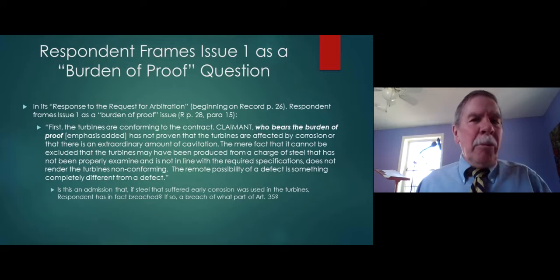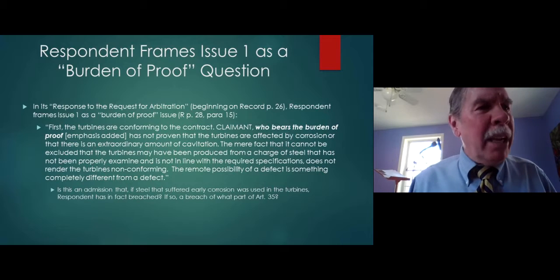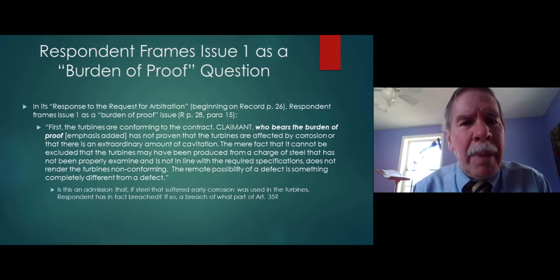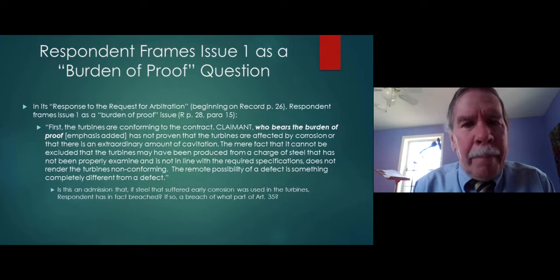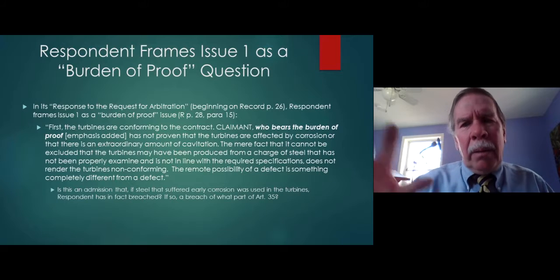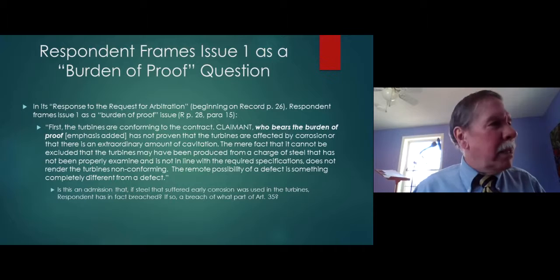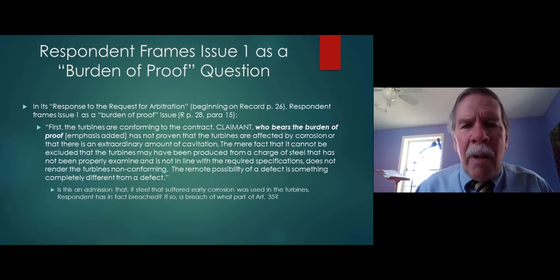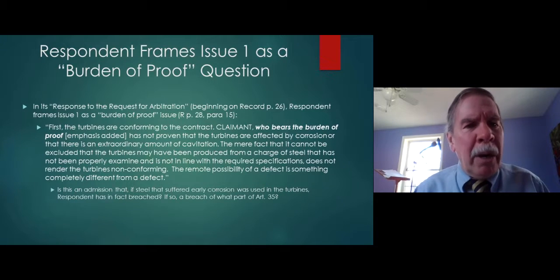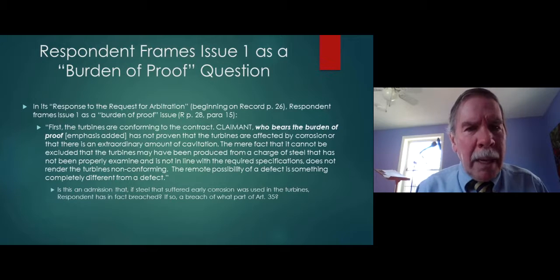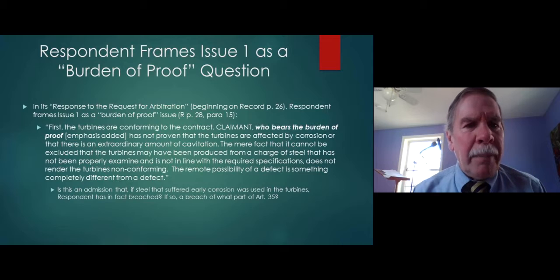Now, assuming you have identified obligations that might have been breached, and that's probably the easier part of this problem, well, how does that affect things? Well, the respondent frames issue 1 as a burden of proof issue in its answer found in the record, page 28 in paragraph 15. Here's what respondent's answer says. Its request for arbitration, I should say.